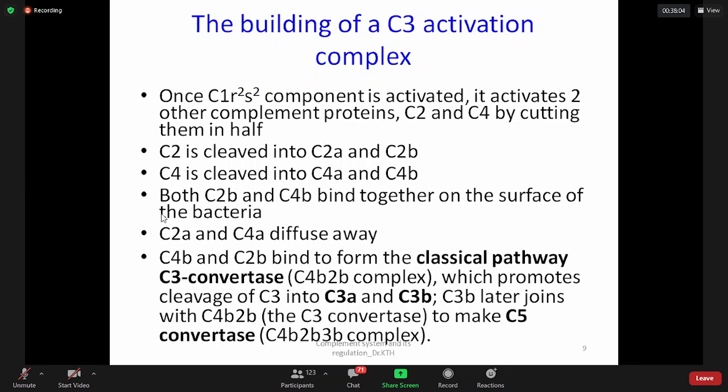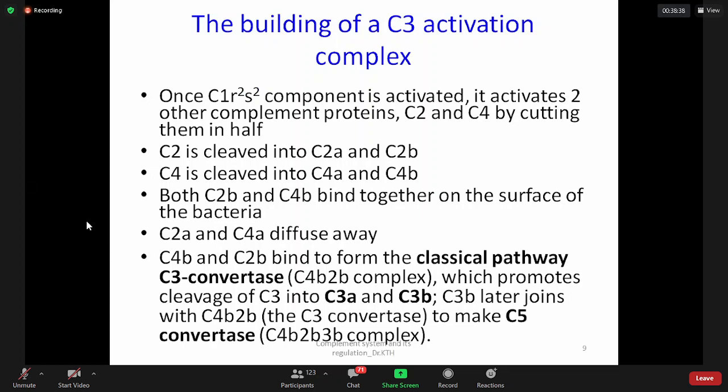Whereas C3B will go and join C4B and 2B. But before it does that, it has to first literally cover the entire cell to act as an opsonin. So C3B is an opsonin, but at the same time, it also combines with C4B2B to form C4B2B3B, also called the C5 convertase.